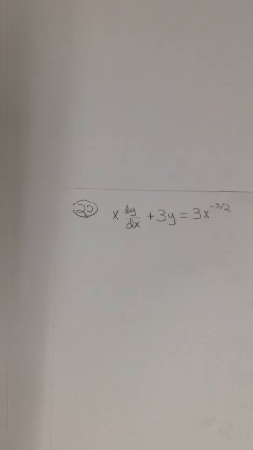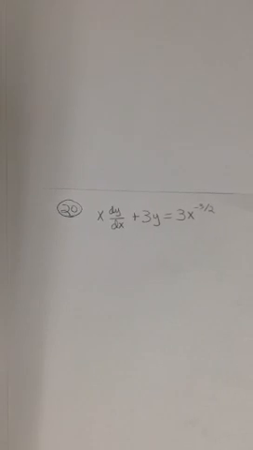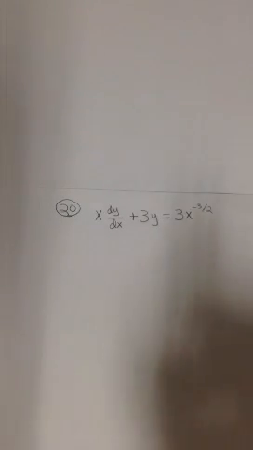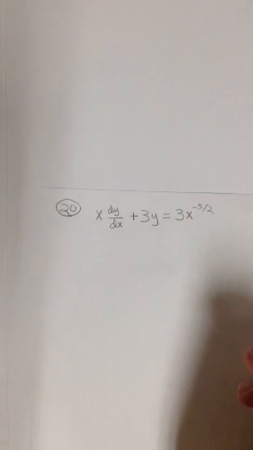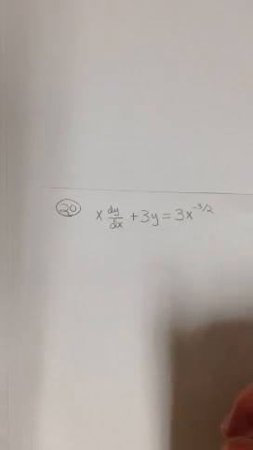For number 20, we have x dy over dx plus 3y is equal to 3x, where x is raised to the negative 3 halves power. Now we have a linear differential equation, and this signals that since we have the derivative dy over dx, and for our expression in y a linear term, where y is first order, we can work with the integrating factor.